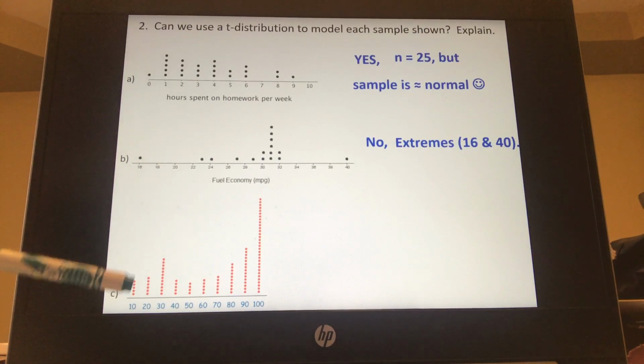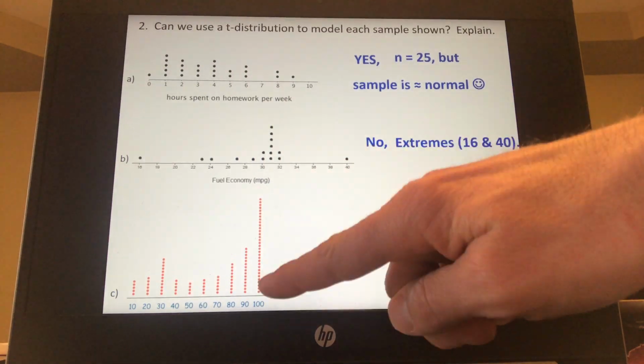And then the last one down at the bottom here, tons of samples. We're way over n equals 30. But I would say you still do not want to use a t-distribution because of this huge skew right here.